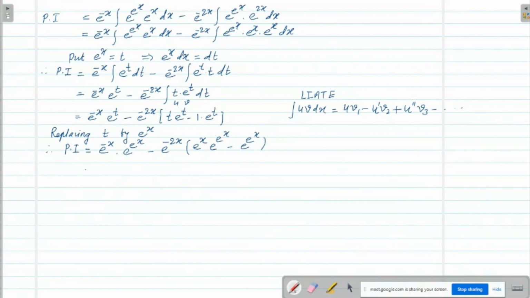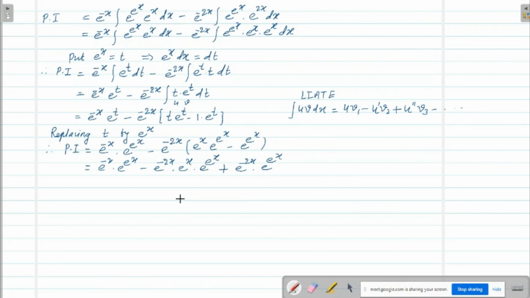Then multiply inside, so e raised to minus x will multiply e raised to minus 2x inside the bracket. So this equals e raised to minus x into e raised to x, minus e raised to minus 2x into e raised to x, into e raised to x minus, plus e raised to minus 2x into e raised to x.